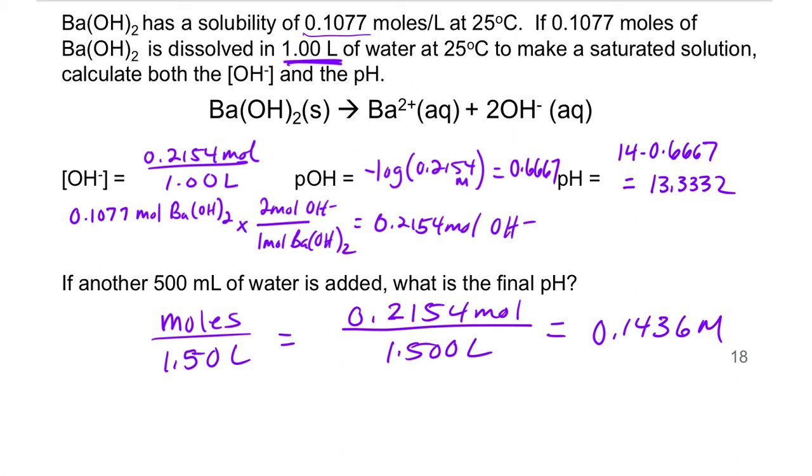From here you can calculate pOH. And then calculate pH. And I get 13.1572. So the pH doesn't change very much. It's a strong base. Questions on that? Okay.